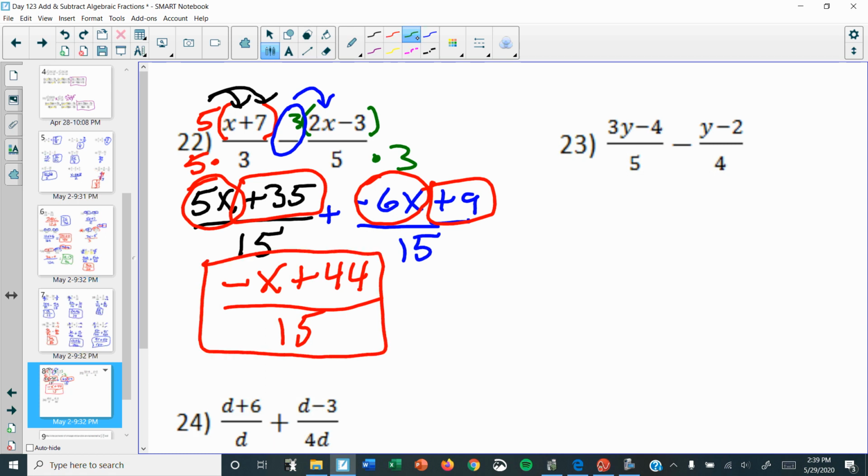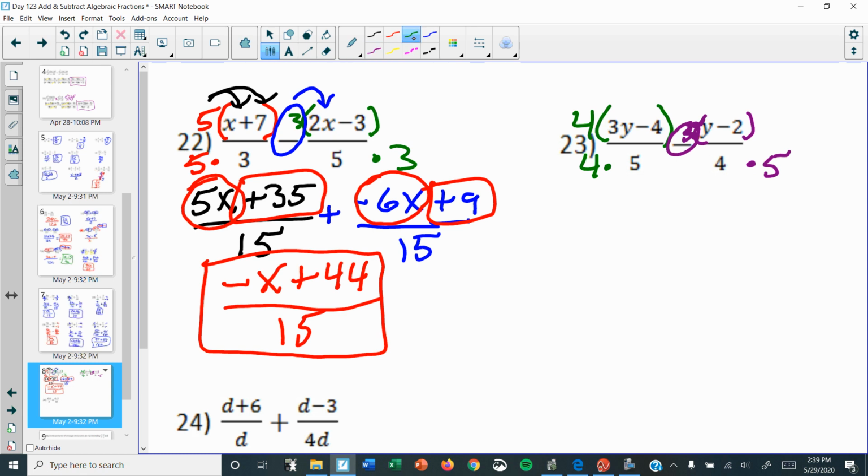Same kind of question for number 23. What does 5 and 4 both go into? 20. So you got to multiply this by 4, but remember, you're going to distribute that 4 in. And then what are you multiplying this by? 5. But remember, when you distribute this, it's not a 5. It's a negative 5. So be careful.